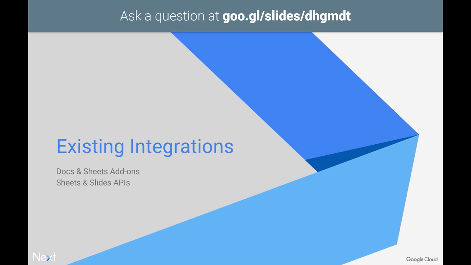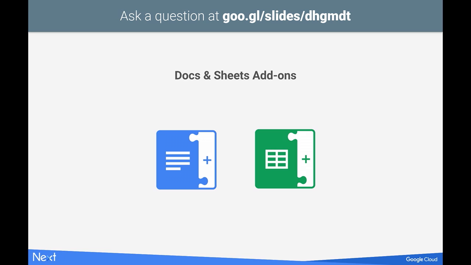Let's start with the existing integrations offered by Google Docs. Add-ons in Docs and Sheets, and APIs for Sheets and Slides. Docs and Sheets add-ons allow third-party developers to add functionality that allow users to accomplish new workflows within the editors. Add-ons can be installed from within Docs and Sheets using the top-level add-on menu, and then are installed from within the editor through the Chrome Web Store. Add-ons can interact with documents and spreadsheets in a number of manners, including showing sidebars and dialogues within the editor.